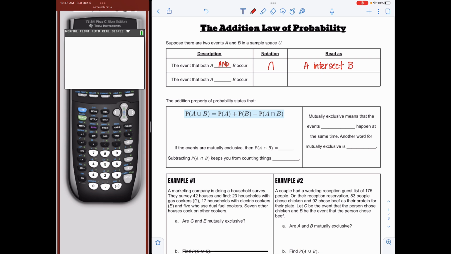The event that A or B occurs is given by the symbol for union, which is a U. And that is read as A union B.